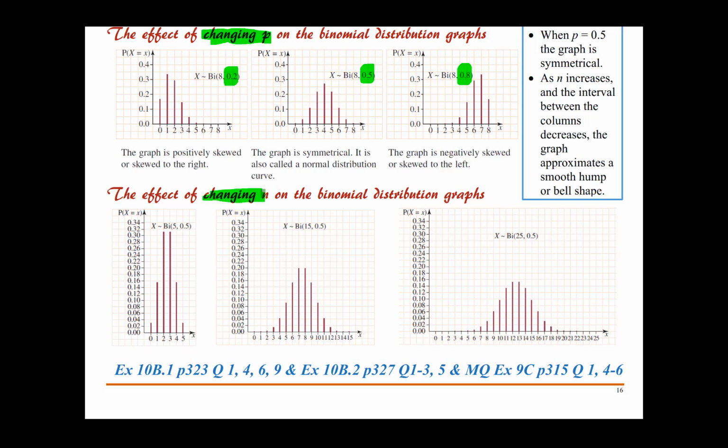Now let's look at changing N and keeping P the same. So first one, N is 5, then I have N is 15, then I have N is 25. But in all cases, our probability is 0.5. And as you can see, as N increases and the interval between the columns decreases, the graph approximates a smooth hump or a bell-shaped curve. So what I mean by that is in the first one, it's quite steep and big jumps, whereas the jumps get less and less, and then we have a very smooth curve.